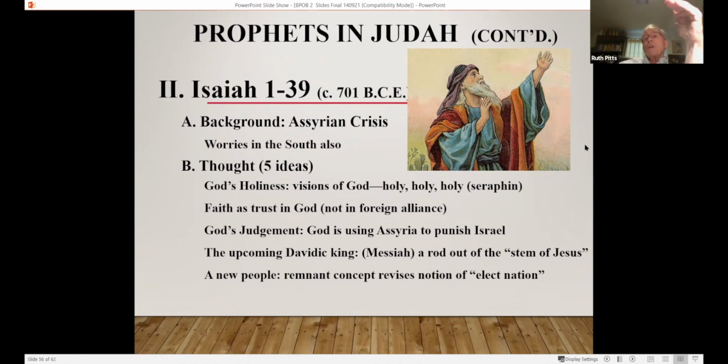One is the notion of God's holiness, the vision of God. And a lot of us will sing, holy, holy, holy. This is where this comes from. So he is in the temple. This is the time of his call, and he recognizes his own unholiness.